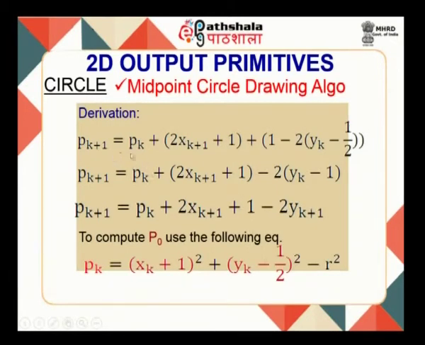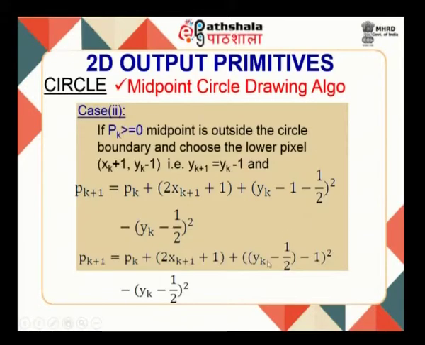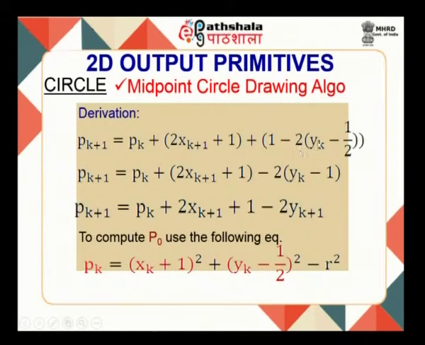So, p_k plus 1 is equal to p_k plus 2 x_k plus 1 plus 1 minus 2 times (y_k minus half). This a squared term gets cancelled, and you are left with b squared, that is 1, minus 2 times (y_k minus half), minus 2ab. So, we have done a little simplification here. You can easily understand this.